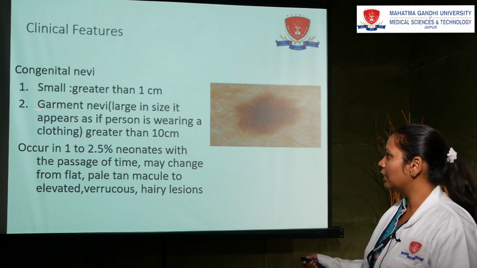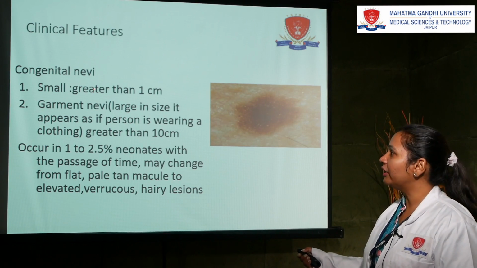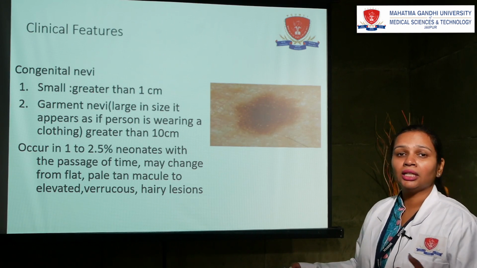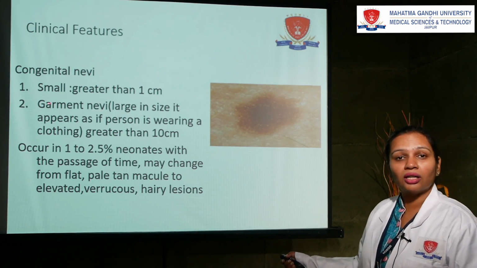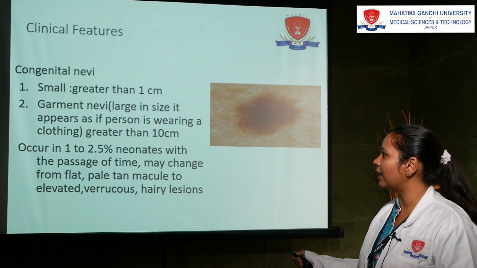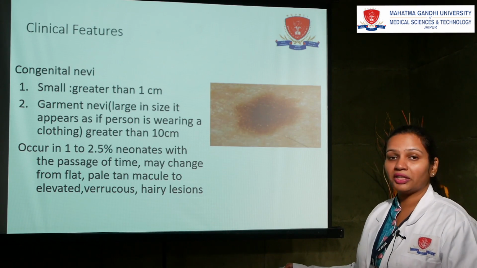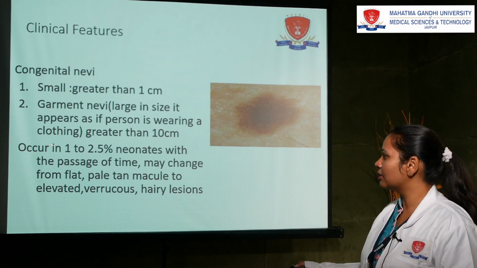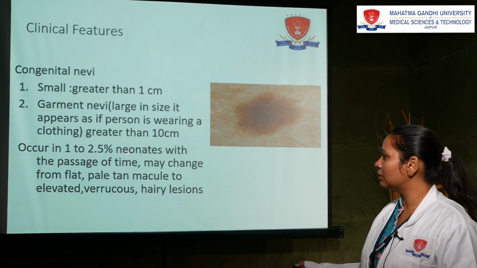Clinical features: congenital nevi, the small one should be greater than 1 centimeter, and the other type is garment nevi. Why is it called a garment nevus? Because it is large in size and appears as if the person is wearing a cloth, and it is usually greater than 10 centimeters in size.